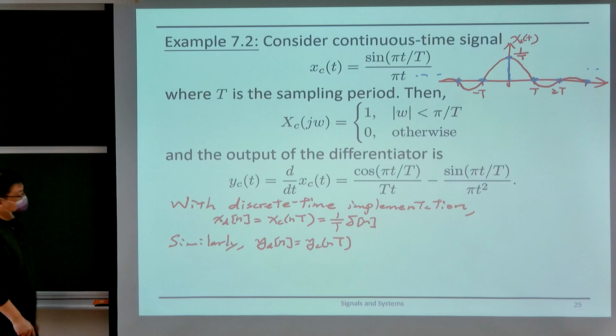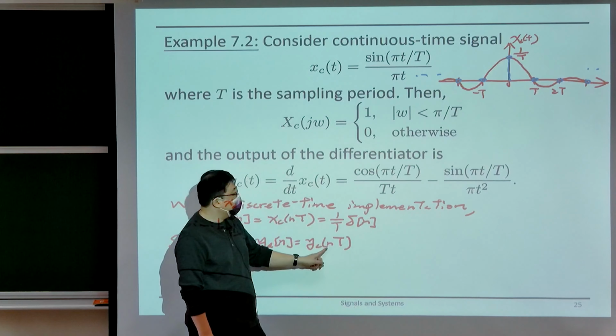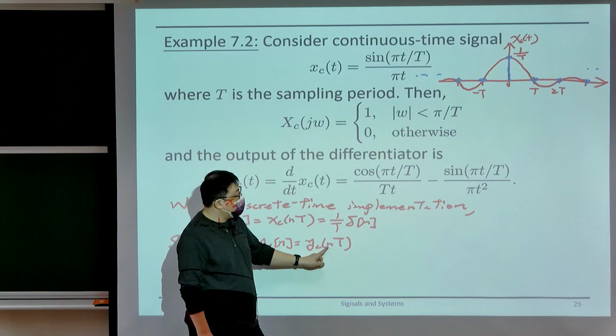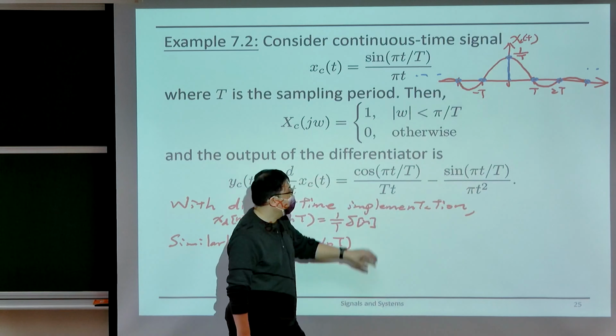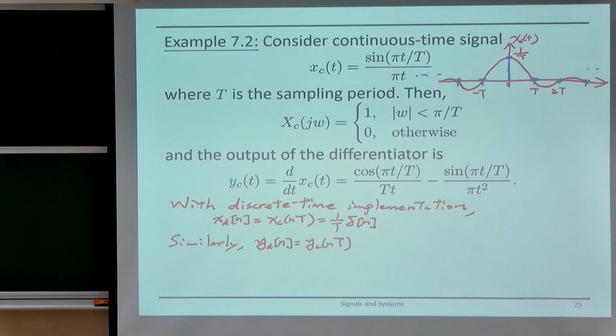So if you substitute this inside, these two terms will cancel out when n is equal to 0. But when n is not equal to 0, the second term is 0, and you have only the first term. So eventually, what you get is just minus 1 to the power n over nt squared, for n not equal to 0, and 0 for n equals to 0.